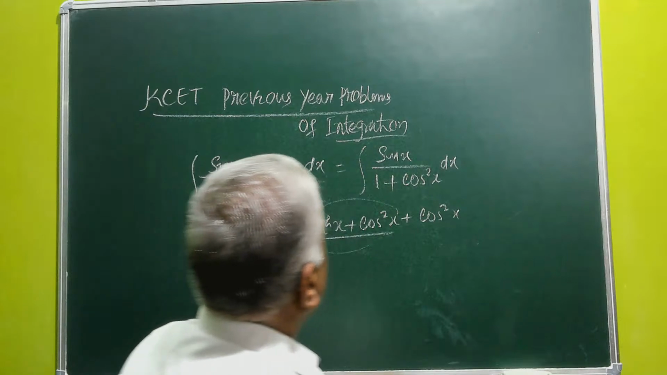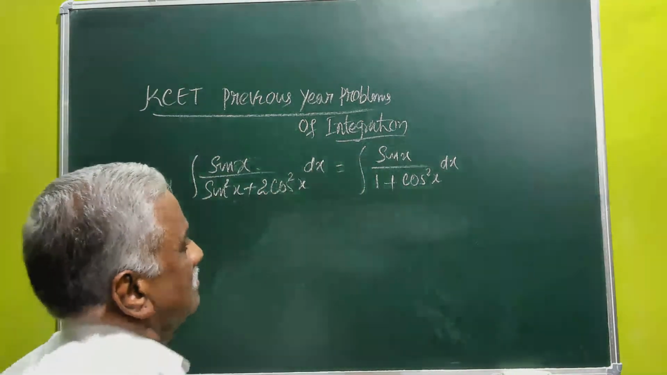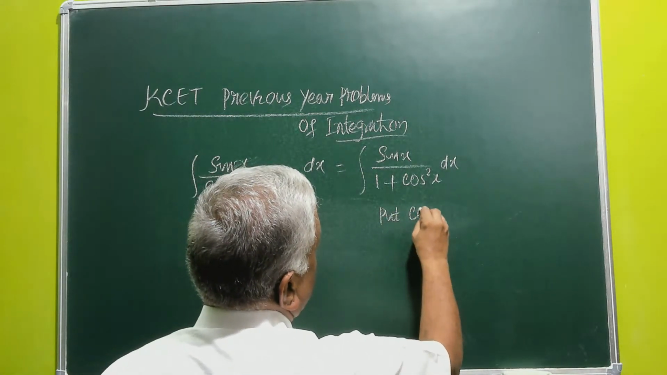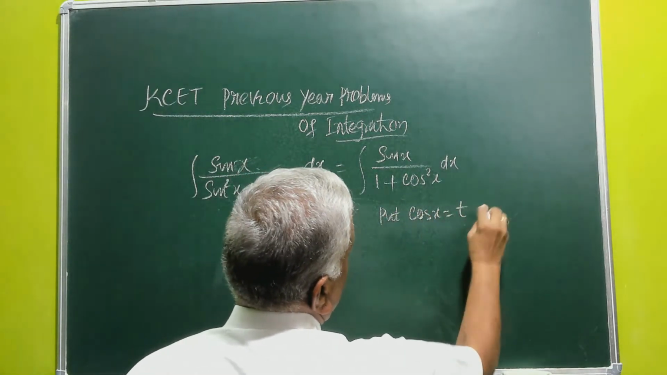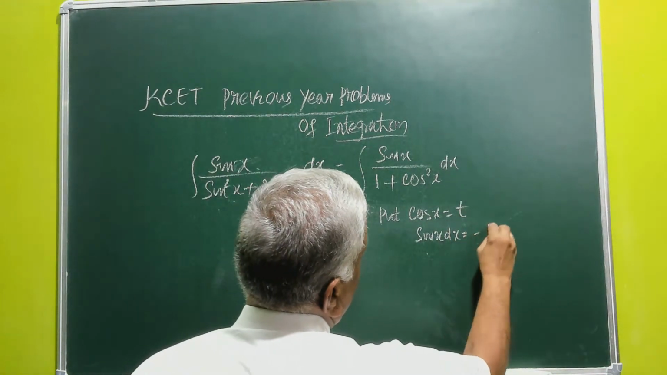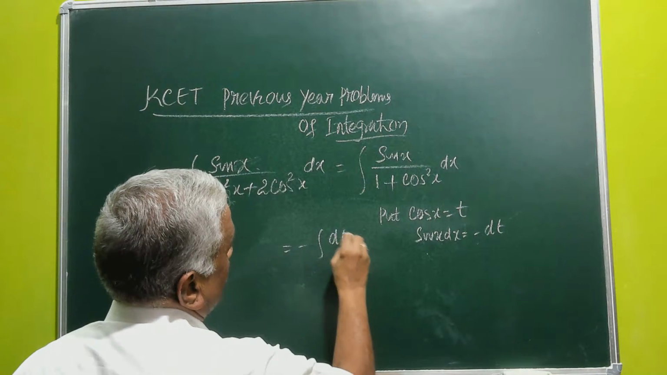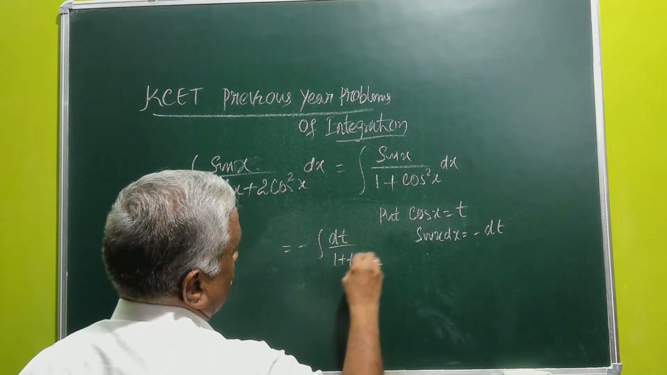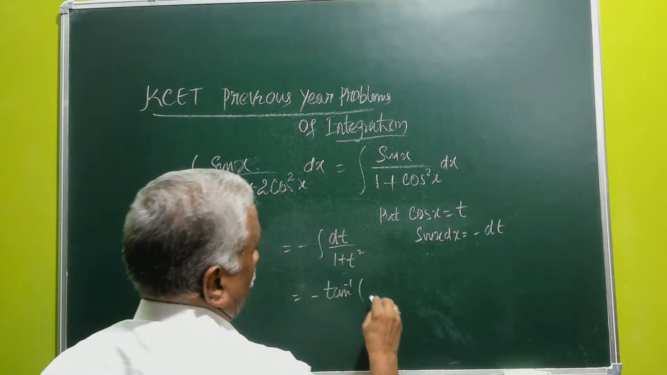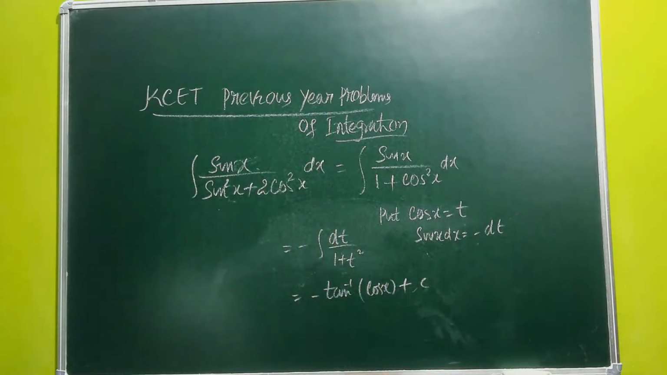Now, it's a problem of substitution. Put cos x equals t, so sin x dx is minus dt. So this is minus dt over 1 plus t square. That is minus tan inverse of t, which is cos x, plus c. That is the answer.